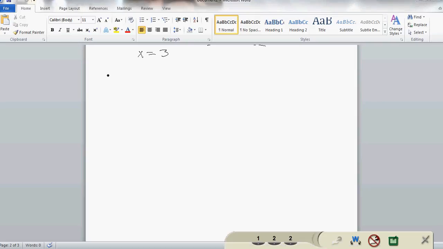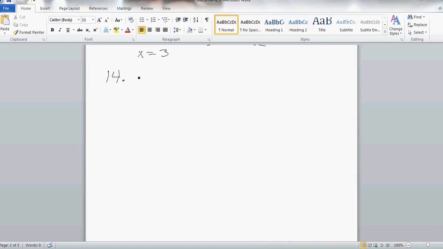Continuing, example number 14. The absolute value of negative 4x is equal to 7. Now what goes on here is we've got the absolute value, so that means we can let negative 4x equal positive 7, or we can let negative 4x equal negative 7, and then just solve each one of these. So x might equal negative 7/4, or x might equal a positive 7/4.